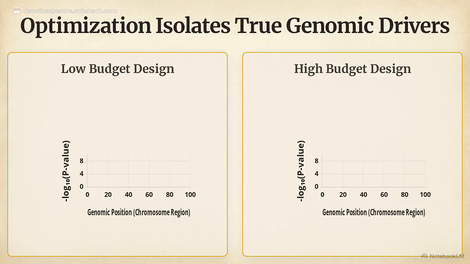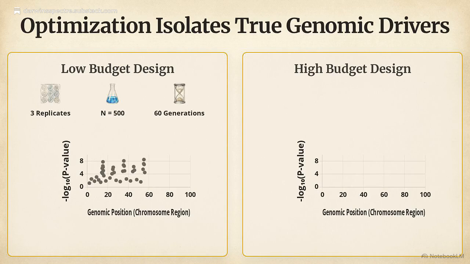These 2 Manhattan plots show the resulting genomic peaks from 2 extremes of experimental design, a compromised setup versus a fully optimized one. The low-budget matrix is restricted. It relies on 3 replicates, a small population of 500, and a short duration of 60 generations. The resulting genomic data is riddled with messy, numerous peaks. The researcher is blinded by false positives, and discovery is restricted only to major mutations.